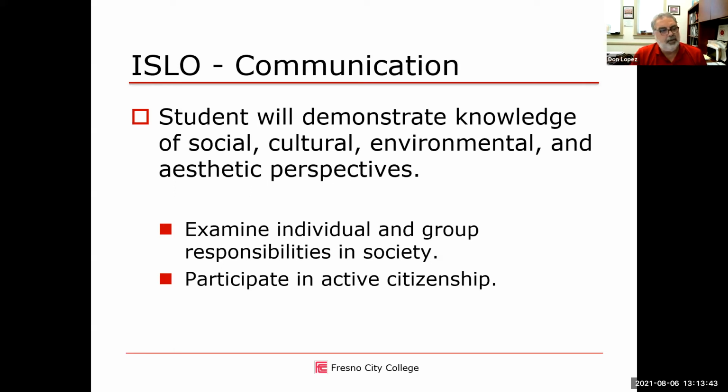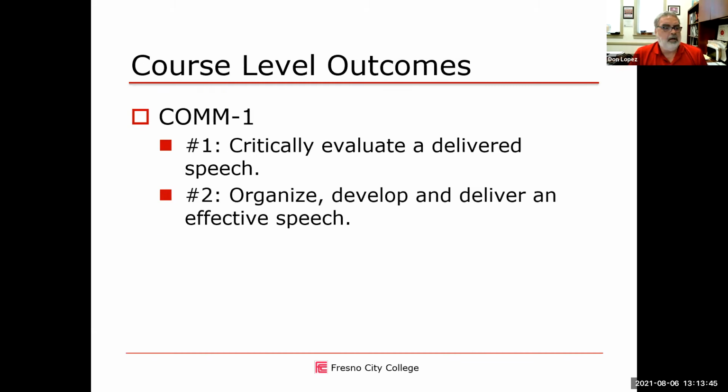Okay, so let's move to looking at course level. There we go. Okay. So moving down to the lowest level of this at the course level, CSLO, for instance, or SLO sometimes called. I happen to be picking on COM 1 today because I also use that in the demonstration inside of Canvas. So for COM 1, right, there are 2 outcomes. Number 1, critically evaluate a delivered speech. And number 2, organize, develop, and deliver an effective speech.